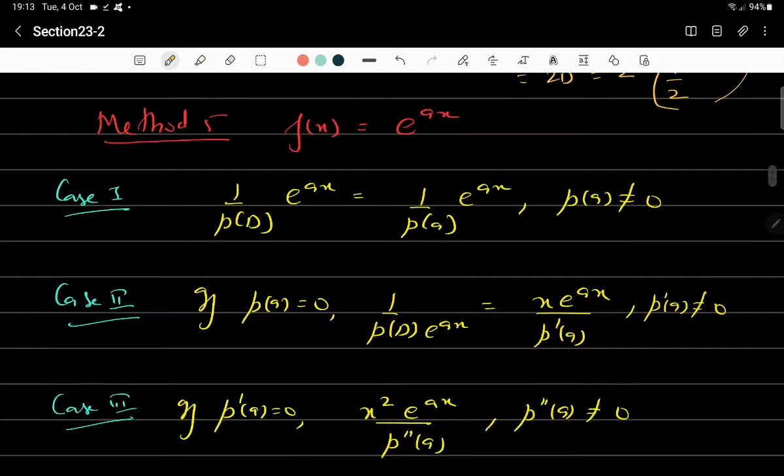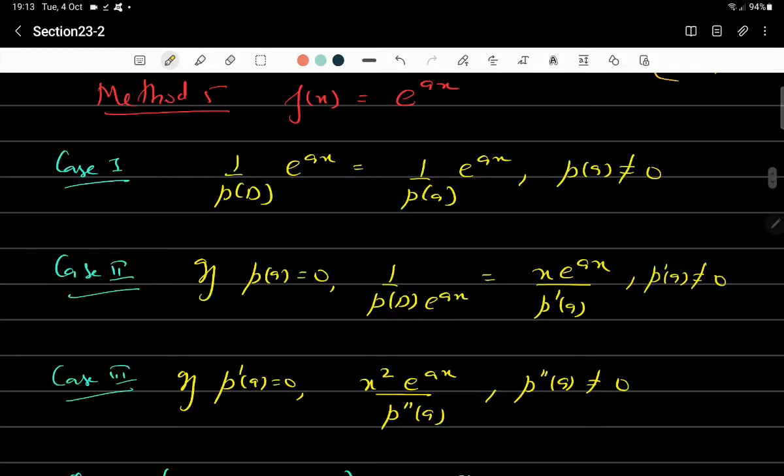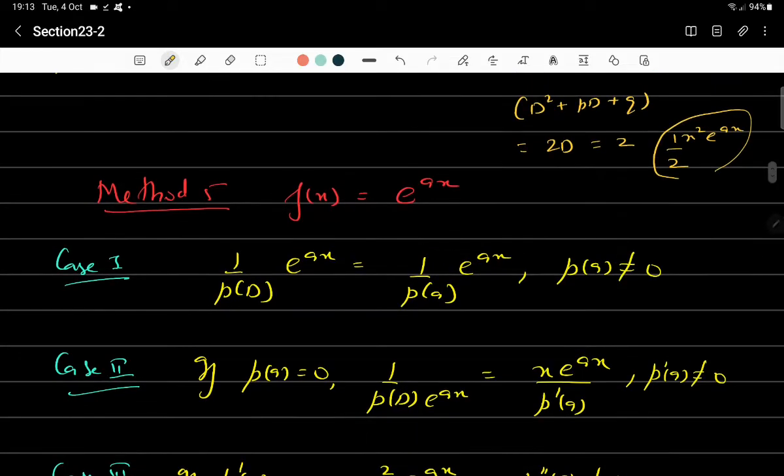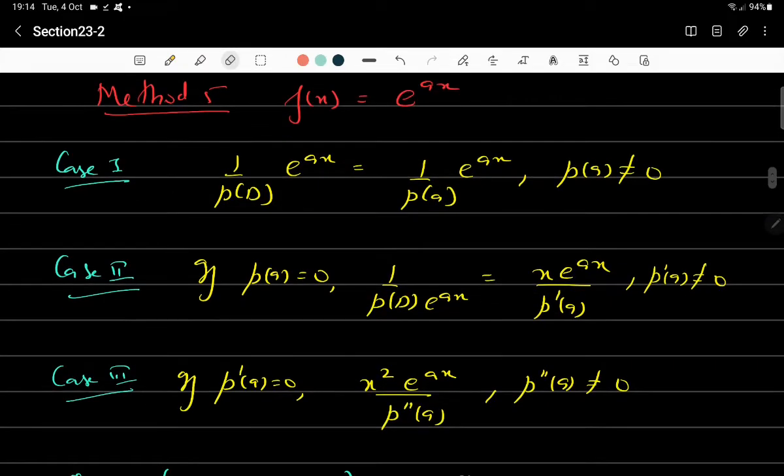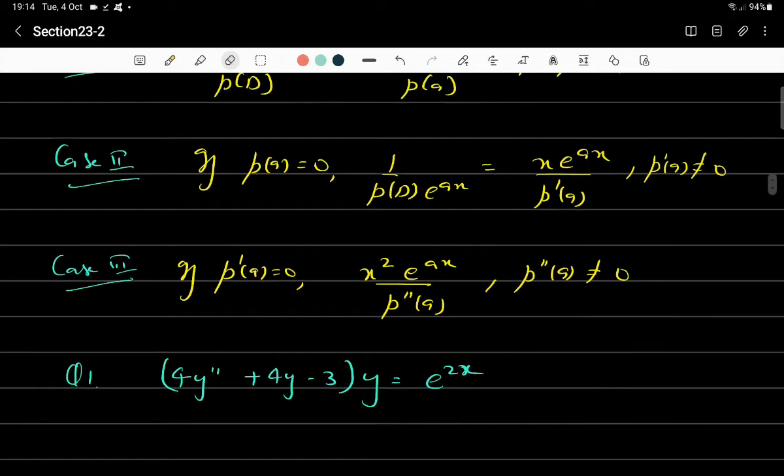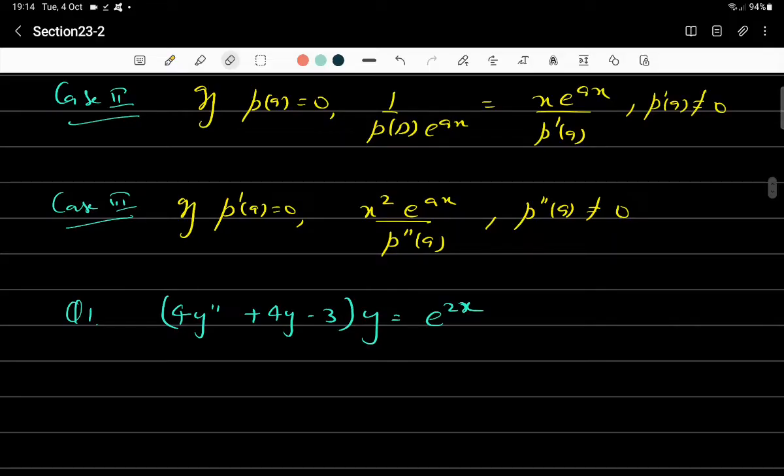Recall that it's the same thing, x squared 1/P''(a) e raised to the power ax. I am not going into the detail of how we are obtaining it, but it works the same way as the method of undetermined coefficients. So you can quickly see one or two questions and then we will proceed to the next case.